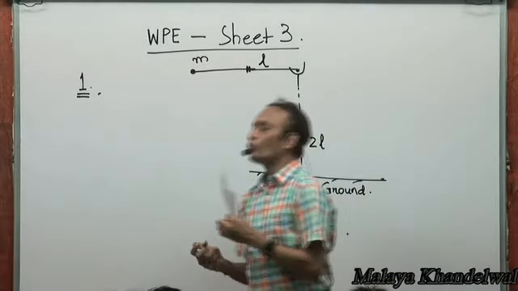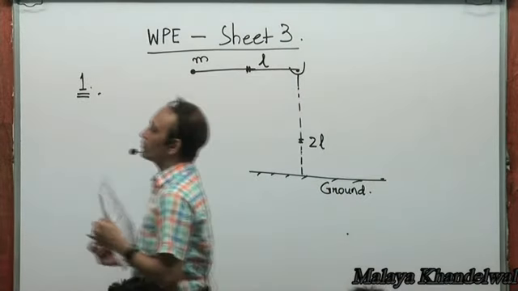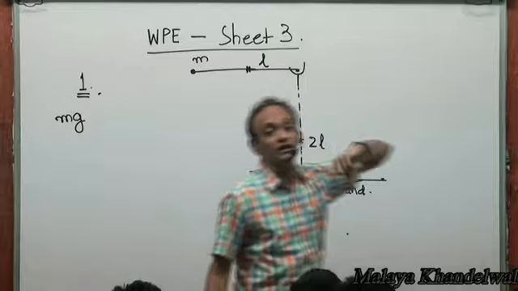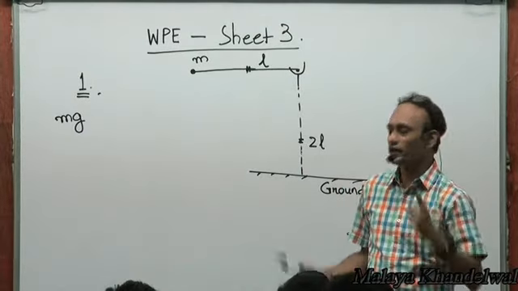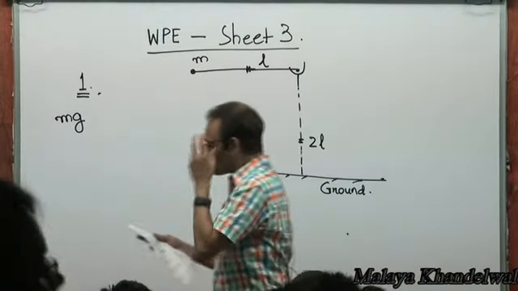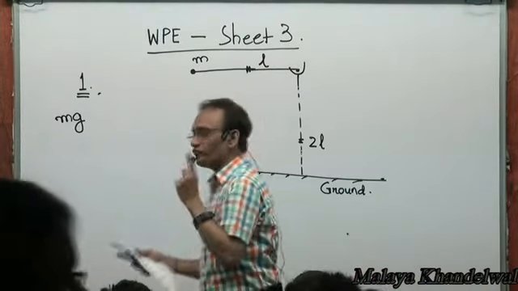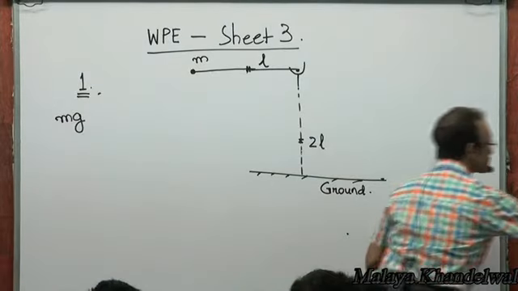Now, what is mentioned in the problem is that the breaking strength of the string is twice the weight of the bob. The weight of the bob is mg, and the breaking strength of the string is 2mg. That means when the tension in the string becomes 2mg, the string snaps. So first, we want to find the position where the string breaks. That's the first thing that we need to address.